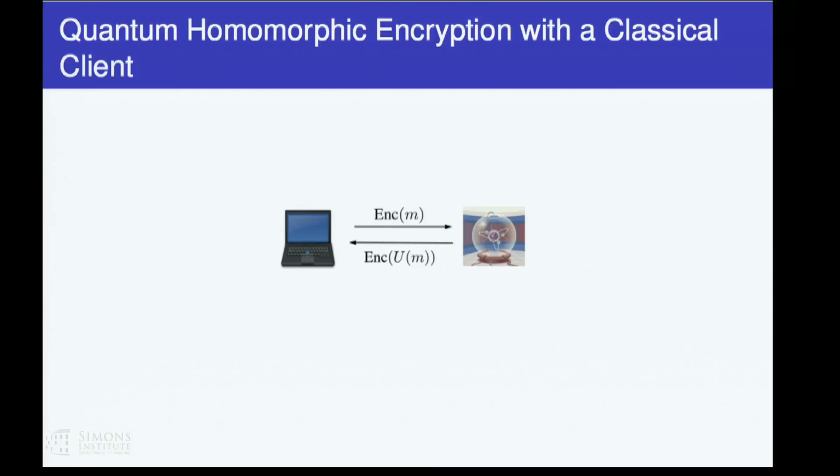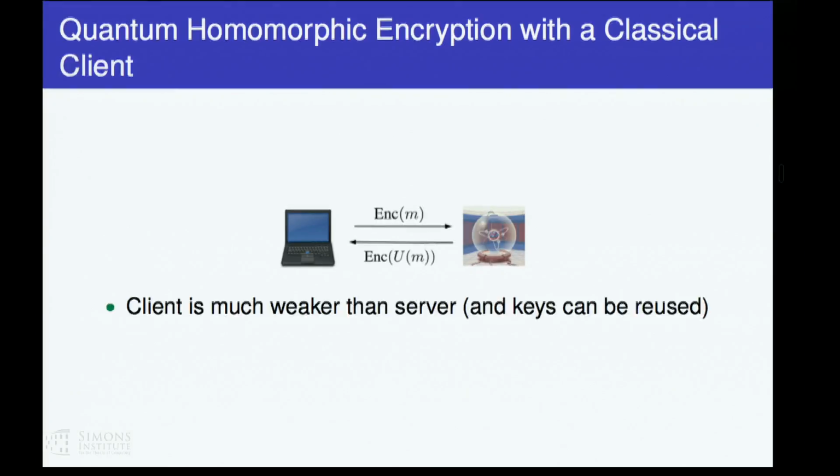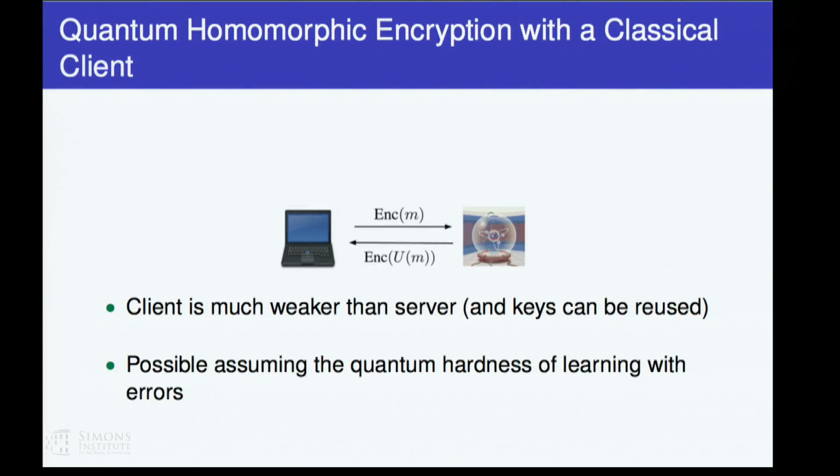So here you have a classical machine who wants to delegate a quantum computation. So he's only sending over classical encryptions, and the quantum machine should be able to compute a quantum circuit on top of a classical encryption. In this setting, the client is much weaker than the server because he's classical versus quantum, and the keys can naturally be reused because they're classical keys. I'm showing that this is possible assuming the quantum hardness of the learning with errors problem.